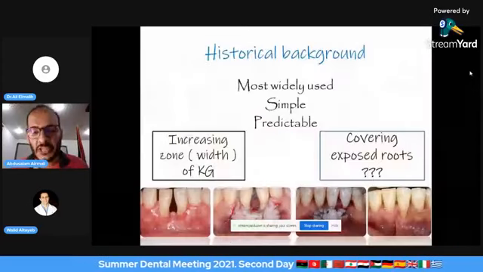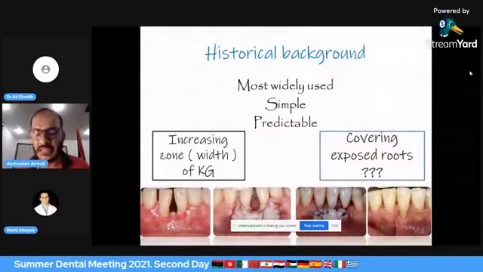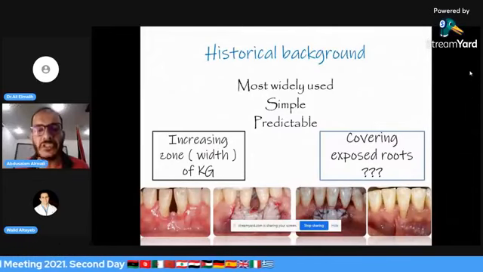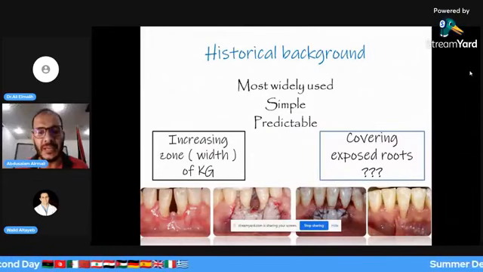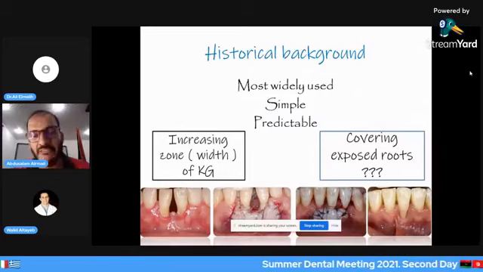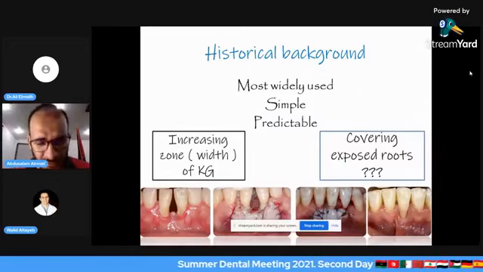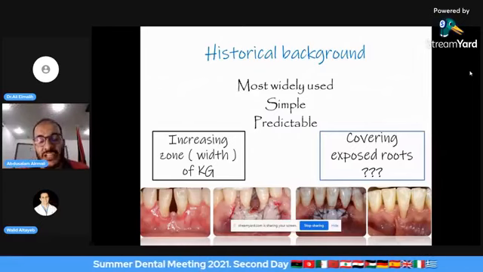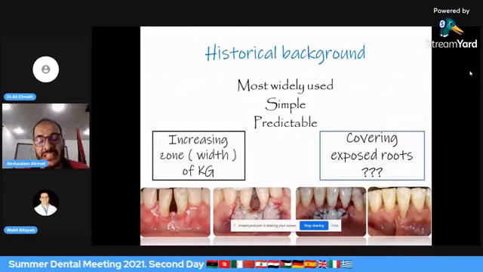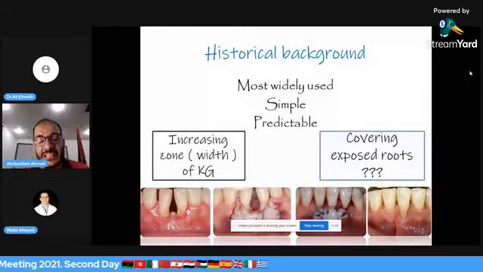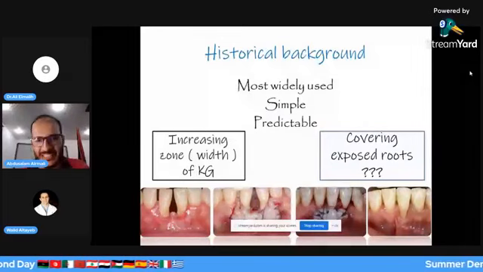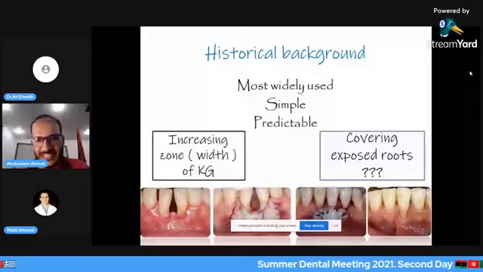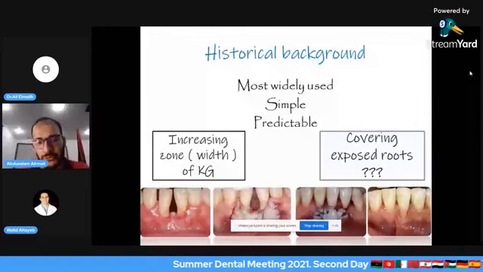First, it is not new. Free gingival graft is not a new technique. It is the most widely used, simply. It's a predictable technique of increasing the width of keratinized gingiva or covering exposed roots from specific areas such as lower anterior teeth. And this technique started in 1963 with deepening of the vestibule and covering of root recession by Nabers et al.